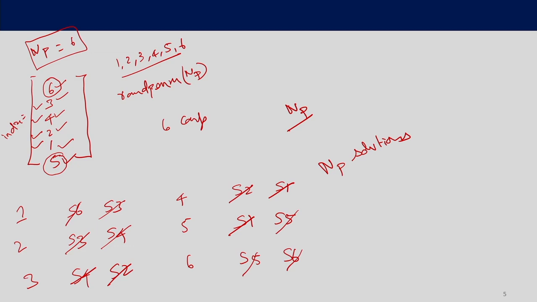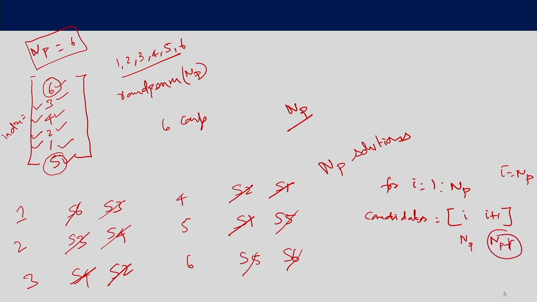When we are implementing this tournament selection, we will be running a loop from I equal to 1 to NP, and the members, which we will call candidates, would be I and I plus 1. The first time, I and I plus 1, that is 1, 2, will be fine. The second time, when I is equal to 2, 3 would be fine, and similarly for all the variables. Then when I is equal to NP, we will have a problem because we are trying to access the NP solution and the NP plus 1 solution, which we do not have. That is why we will run this loop for I equal to 1 to NP minus 1.